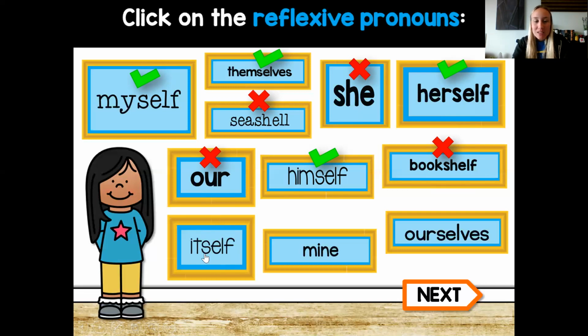Okay, down here we have itself. Yep, that's a reflexive pronoun. Here's the word mine. Hopefully you didn't write that one down. And the last mirror says ourselves. And that has that special ending, selves. So hopefully you wrote that on your list. How'd you guys do? If you got them all, give yourself a pat on the back.